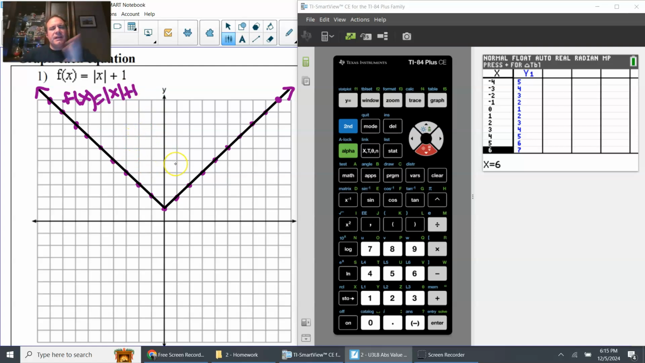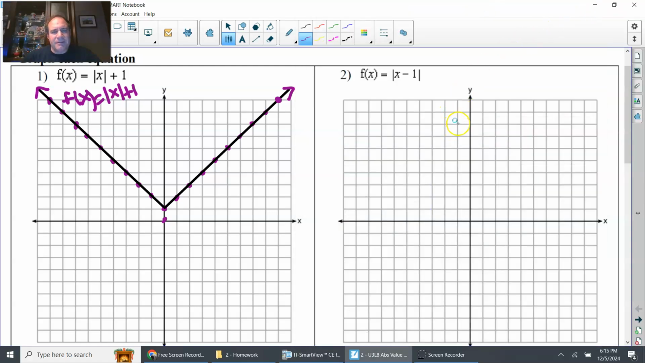And what that does is that it actually translates the graph up 1. And you can see that right here is 0, 0. Right there is the origin. And it would go up 1 because that plus 1 acts like a y-intercept.